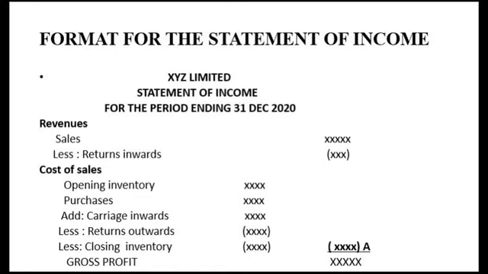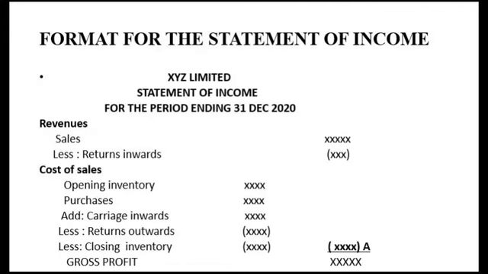Then there is cost of sales. Cost of sales here refers to all those items that are in that category. You have the opening inventory, or sometimes we call it the opening stock. Then you have the purchases. Then on purchases, we have the carriage inwards. This refers to those expenses you incur to transport your goods to your store so that you can sell.